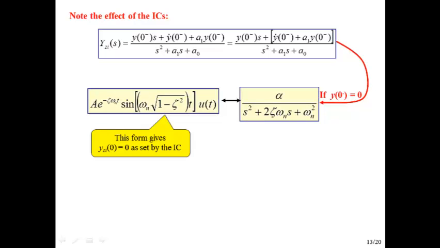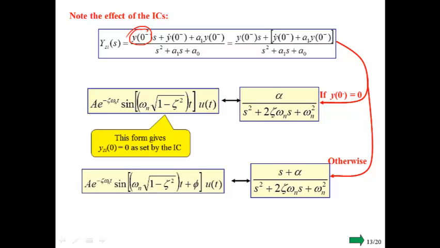Now, notice that if our y of 0 minus was equal to 0, we would lose that s term, and we'd have to use the other one of these two. So anyway, each of those is available, and it helps to know that both of those are there. Really, the only distinction is whether we have a phase or not. So the basic behavior is the same regardless.